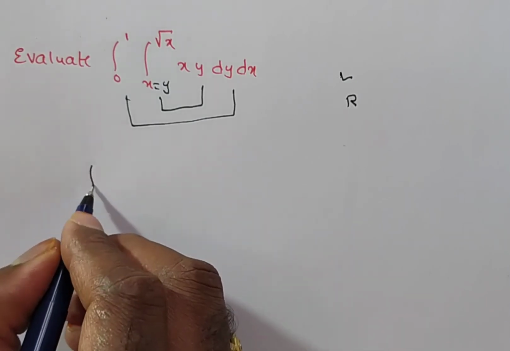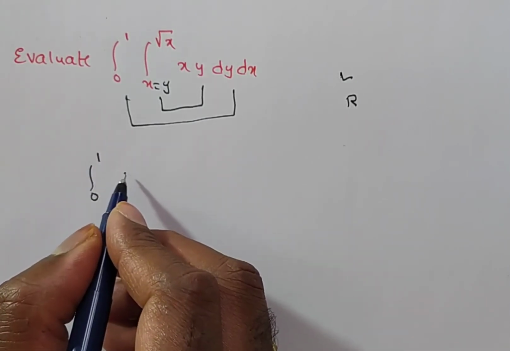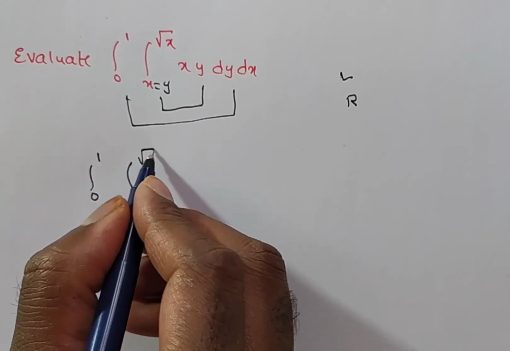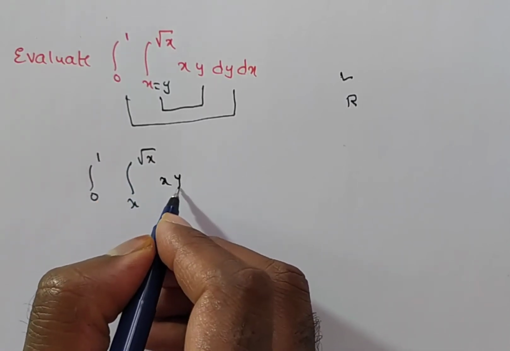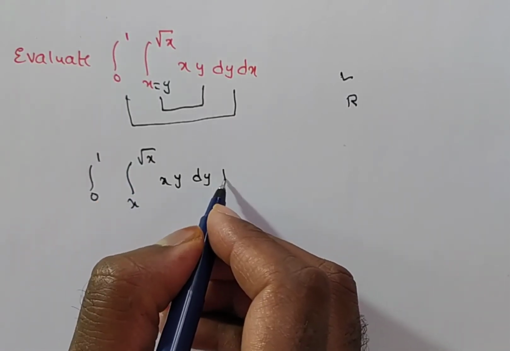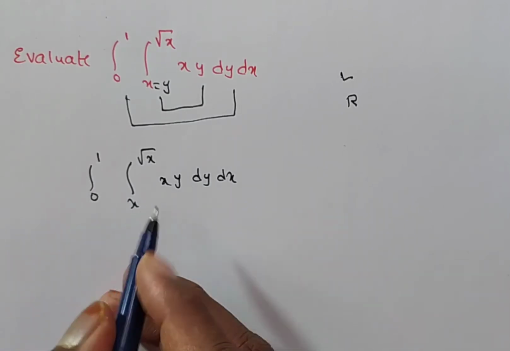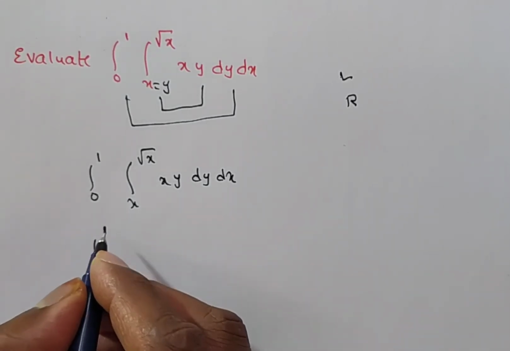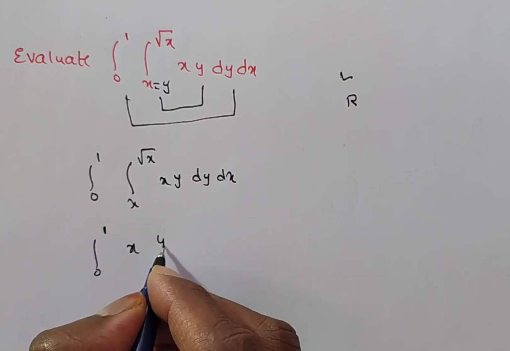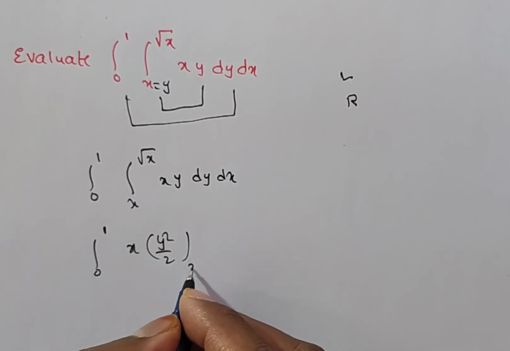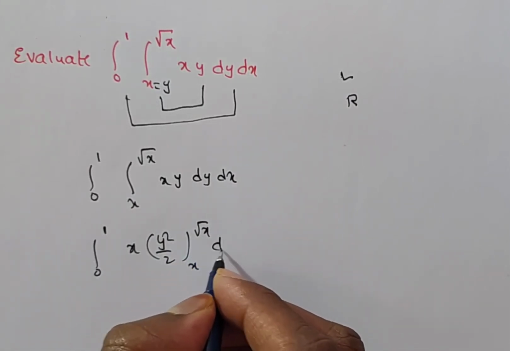Right. Now I am writing the given problem once again: integral from 0 to 1, integral from x to root x, the integrand is xy dy dx. Now I am integrating with respect to y first. Limits from 0 to 1, x into, what is the y integration? y square by 2, limits from x to root x, into dx.